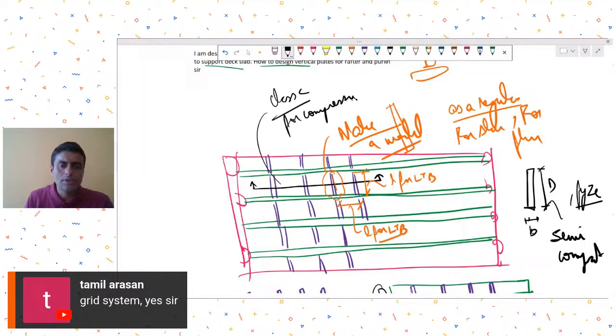So make a model first, apply the loadings, check the movements and shears, and then for flexure, as I just told you, you assume it as a semi-compact cross section. For compression, you take it as class C, and the lengths I just mentioned. Okay, so something like this you can do. Of course, also see deflection, because this is a grid-like system. Please check the deflection of this system also.